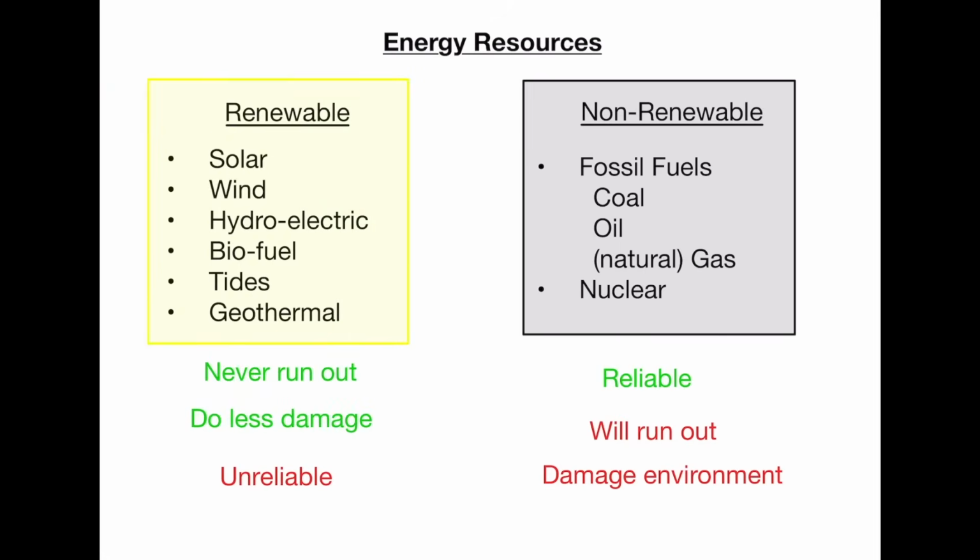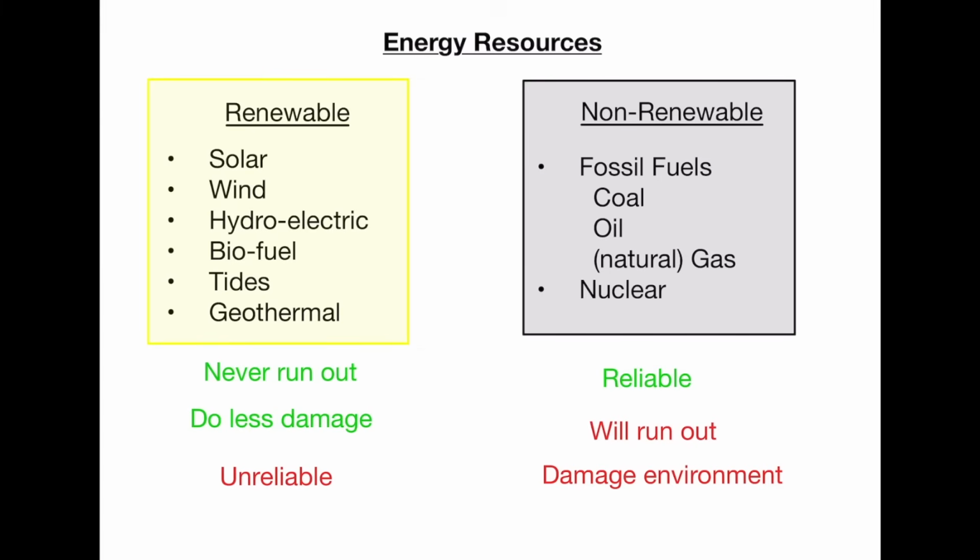We're nearly at the end, but we have energy resources, so renewable and non-renewable. You should be very familiar with at least 4 of those on that list. If you can't name all 6, it's not the end of the world. If you can, amazing. And you should also have a rough idea of how they all work.